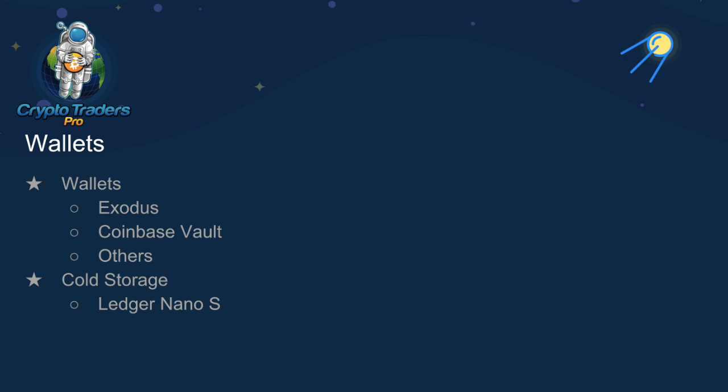So now that we've talked about a few exchanges that we suggest, I want to talk to you guys about wallets. I'm going to talk to you guys about a desktop wallet known as Exodus, which is a great wallet to use on your computer. I'm going to talk to you about Coinbase. They have a mobile wallet through your cell phone, as well as the Coinbase Vault, which is another secure form of holding your cryptocurrency. And we'll also be covering a few other things in this section. And then we're also going to be talking about cold storage. And here at Crypto Traders Pro, we prefer the Ledger Nano S. So we'll be talking about that and going over that in this section. So let's get started on wallets.